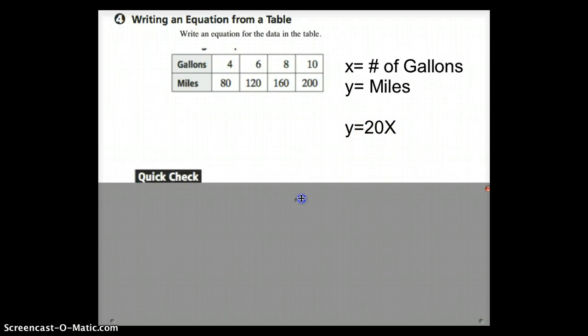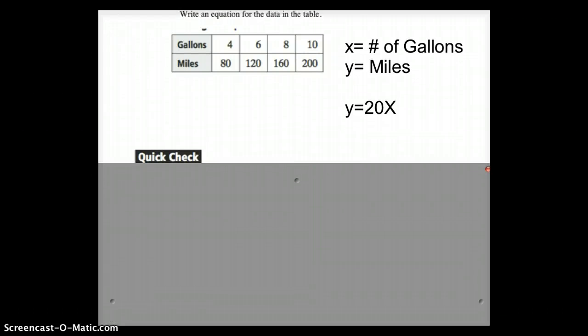Below we have some quick checks. So take a moment and I'd like you to do these on your own, okay? And then come back. You can press pause and then restart me once you're ready to check your work. I'll be moving on.